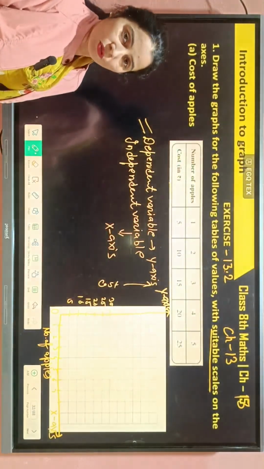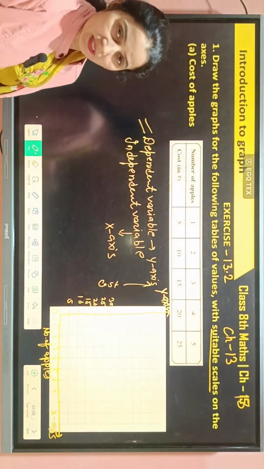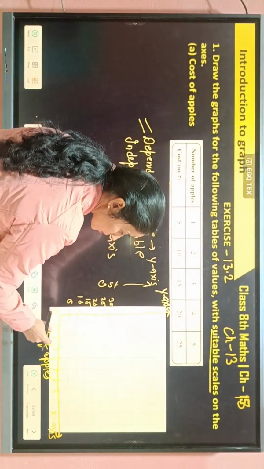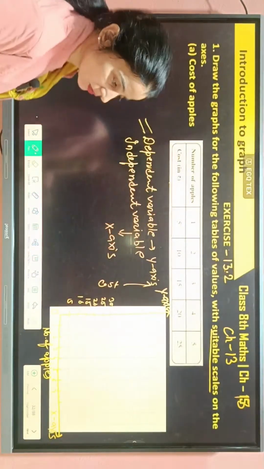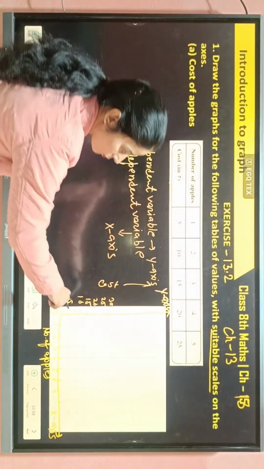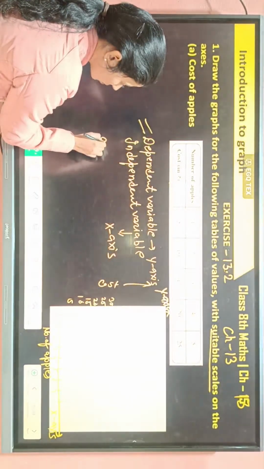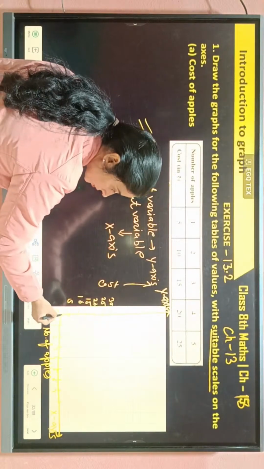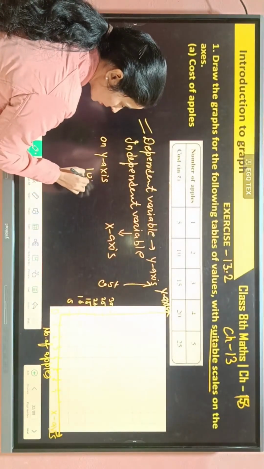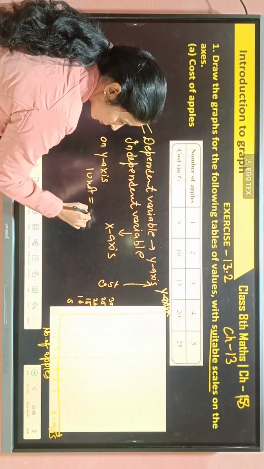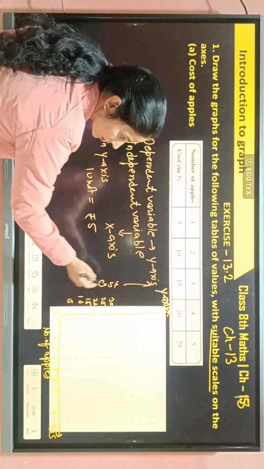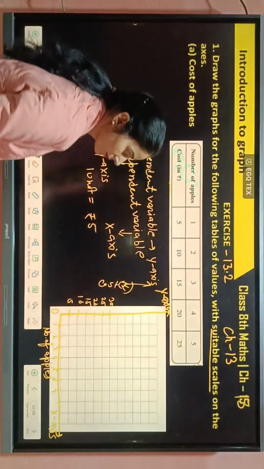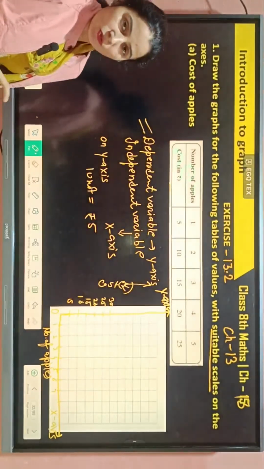Let us see. First of all, we want to define scale on y-axis and x-axis. On x-axis you will see this 1 unit is equals to 1 apple. And on y-axis, this 1 unit is equals to rupees 5. This is cost in rupees. So 1 unit is equals to rupees 5.